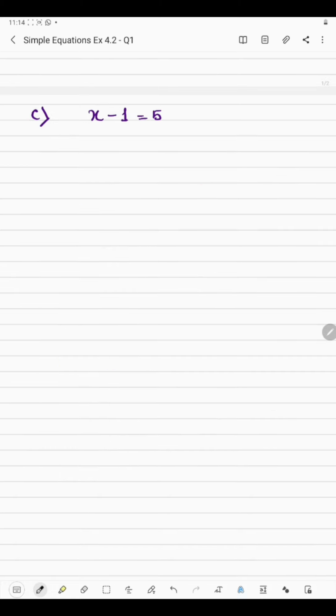Now in the next part we have x minus 1 is equals to 5. So again, we will have to remove the constant from the variable x here. Here we have -1, and if you take plus 1, then it will become 0, because 1 plus minus, minus, and 1 minus 1 is 0, right? And if you take 1 on the left hand side, then on the right hand side also we will have to add 1. So we'll write adding 1 on both sides.